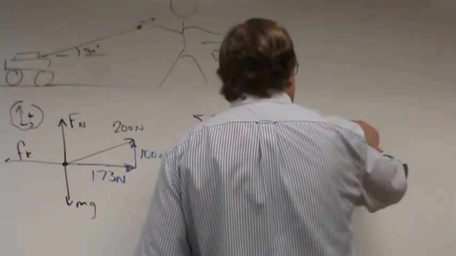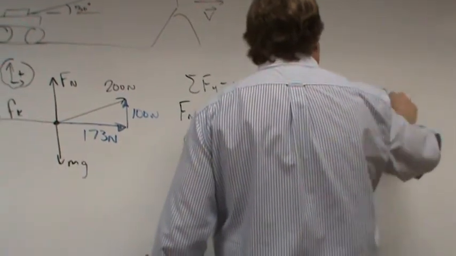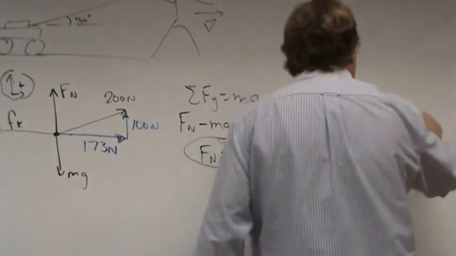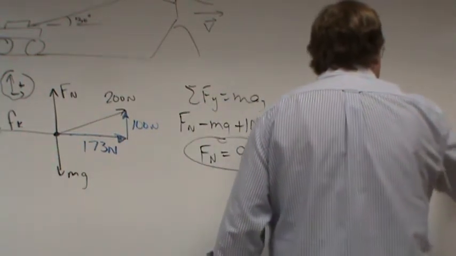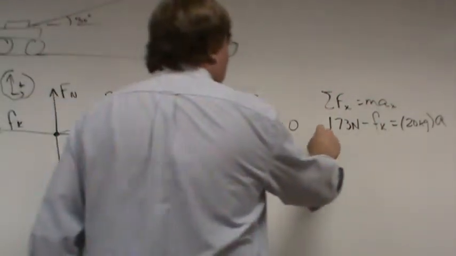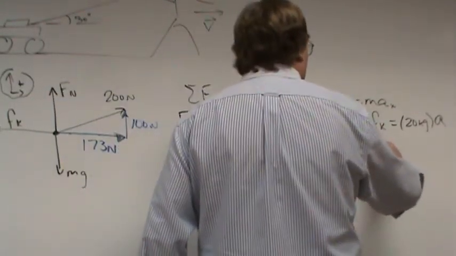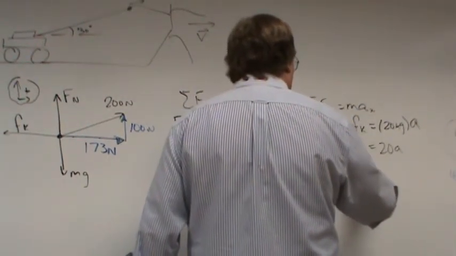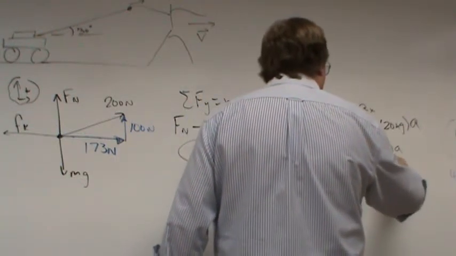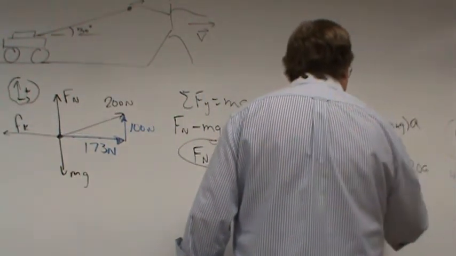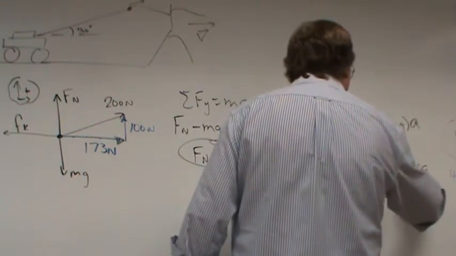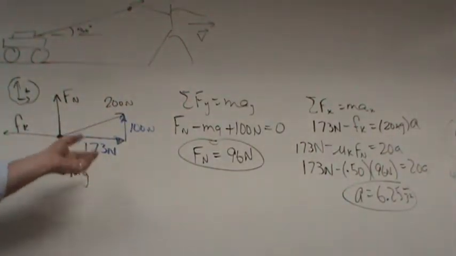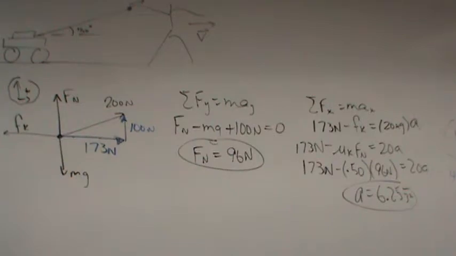Any question or problem on the sum of the forces in the y direction? Okay, then let's do the sum of the forces in the x direction. In the x direction, I've still got 173 to the left. I've got my kinetic friction to the right. I've got my 20 kilogram lawnmower times A. And now I'm going to do the coefficient of kinetic friction times normal force equals 20A. And so you get A equaling 6.25. How many people eventually ended up with 6.25 as the answer? Okay, good. Virtually the entire class.